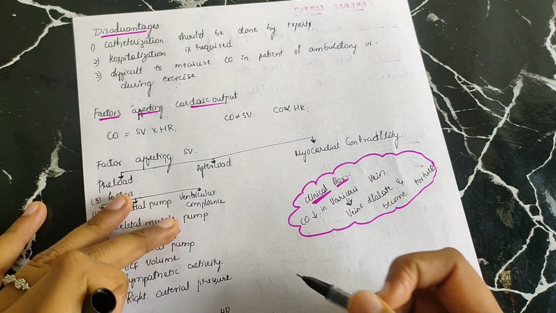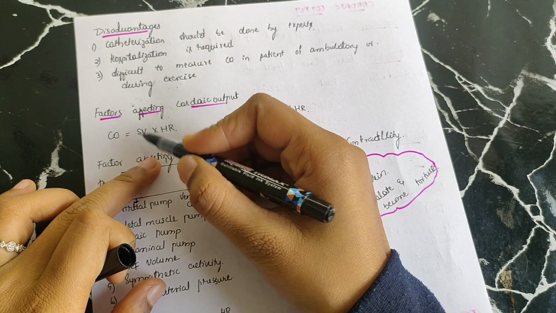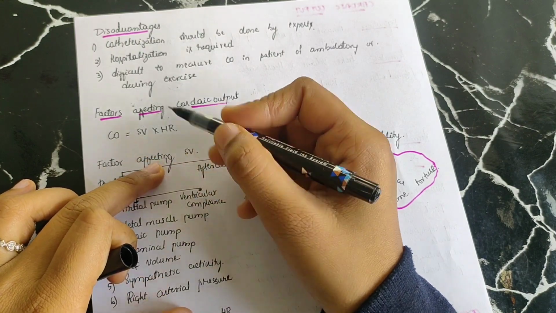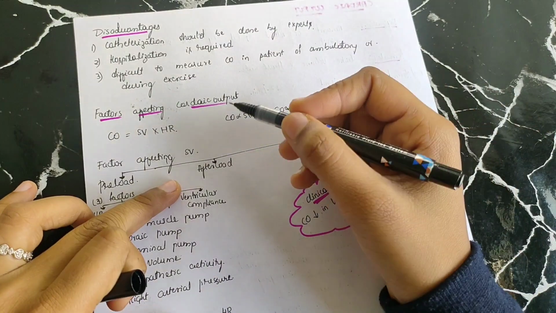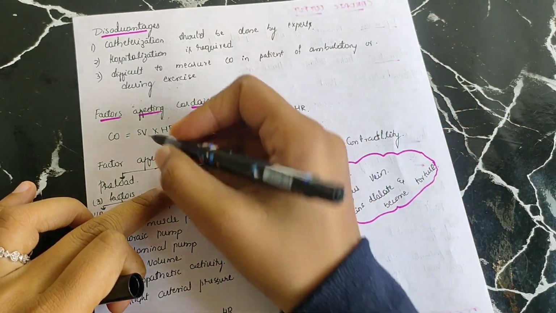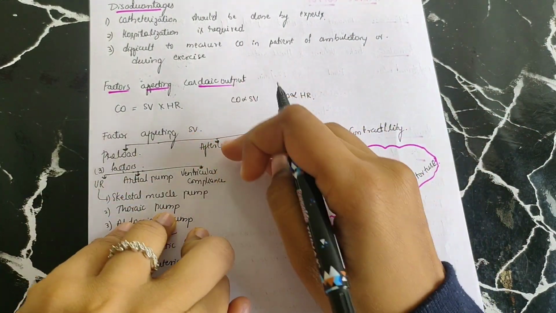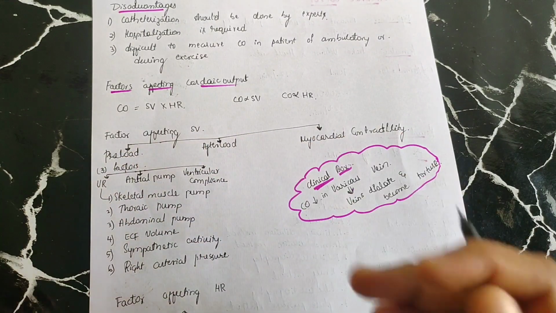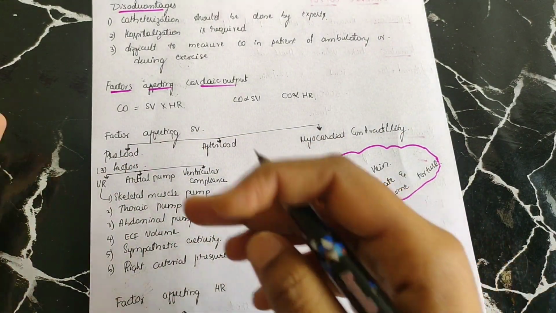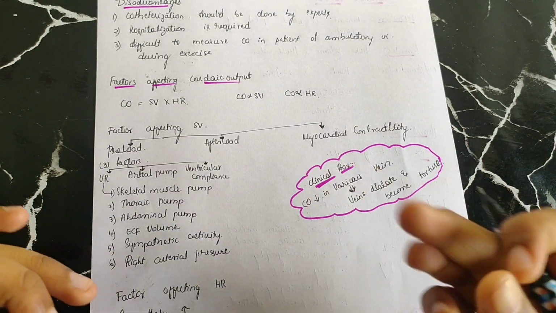And the factors affecting cardiac output: the formula for cardiac output is stroke volume into heart rate. The factors affecting the stroke volume and heart rate also affect the cardiac output. If stroke volume increases or the heart rate increases, cardiac output also increases. Three factors affect the stroke volume: preload, afterload, and myocardial contractility, that is, how much it can contract.